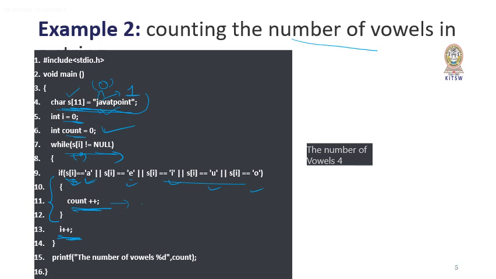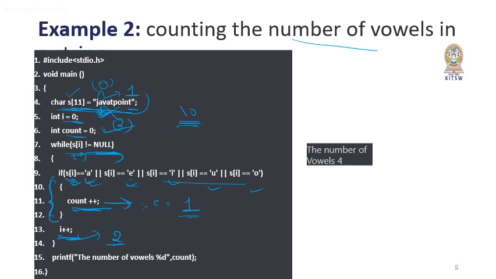Again, s of 1: we check whether the index 1, that is the second letter, contains any of these 5 letters. If it is there, count will be incremented. The second letter is A, so count will be equal to 1 instead of 0. 0 is incremented to 1. Then you will be out of this loop. Then i plus plus, and we check the next index, that is V, index number 2. Likewise we will continue until s of i is null, meaning after T we have \0 which is null.